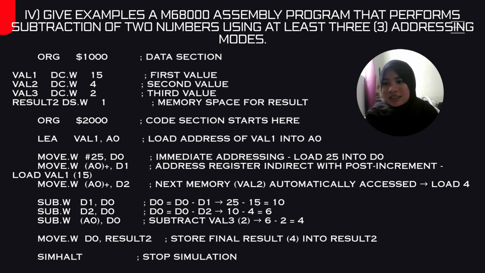So okay, next is the instruction MOVE.W (A0)+,D1. This uses address register indirect with post-increment. It means take the value stored at the memory address in A0, which is val1 equal to 50, and move it into D1. After that, A0 automatically increases to point to the next memory location, val2. So now D1 equals 50 and A0 now points to val2.